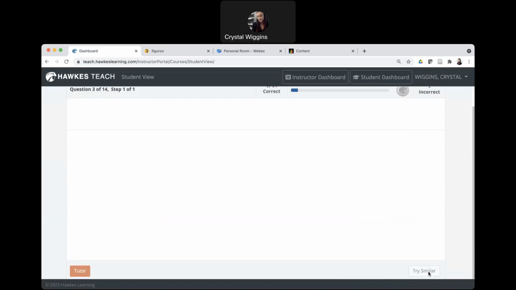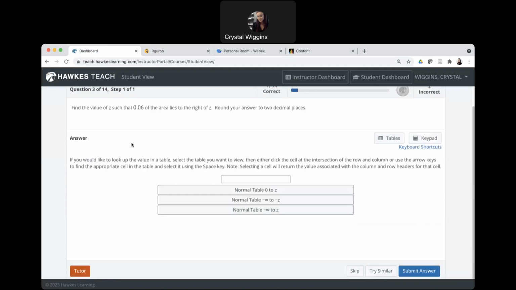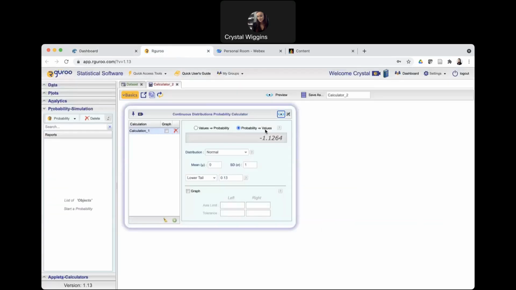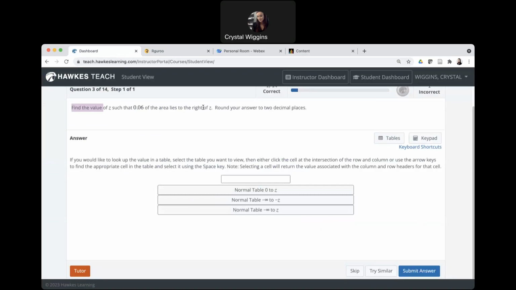All right, let's try another one. So here it's asking me to find a z-score such that 0.06 is the area that lies to the right of this z-score. So again, let's first select our mode. It tells us to find the value. Okay, I make sure the mode of my calculator is pointing to values. Then I'm going to look at where the area is. It says to the right.